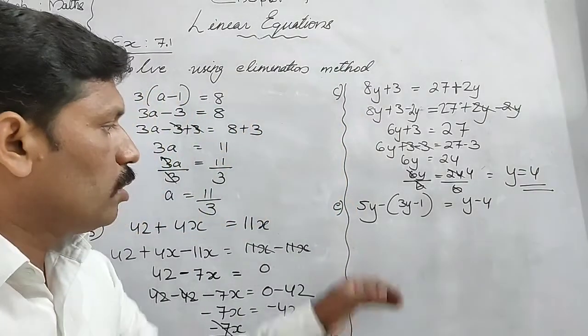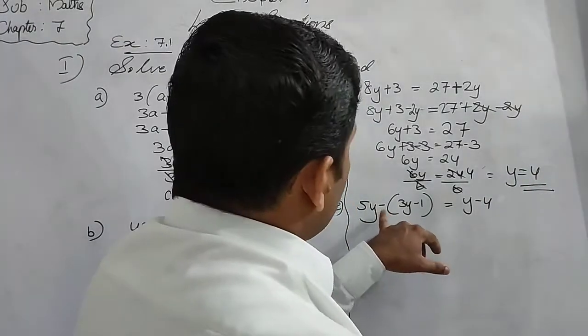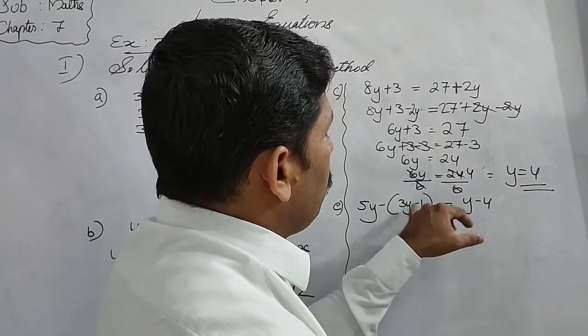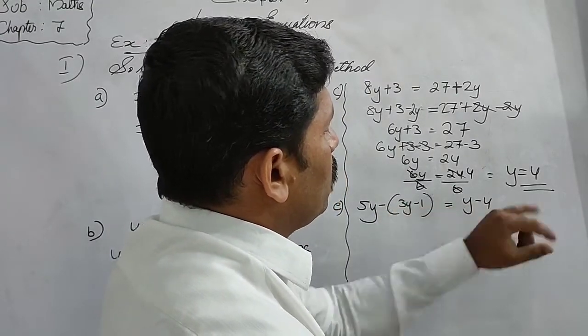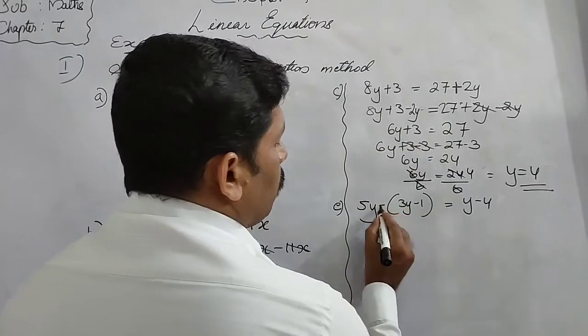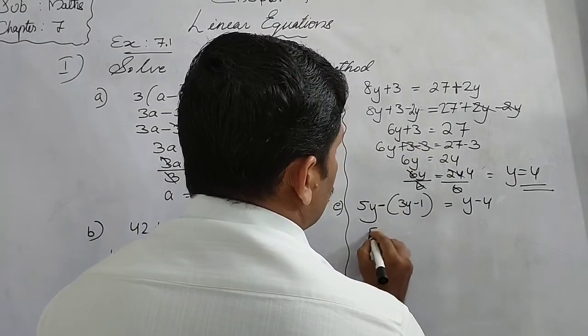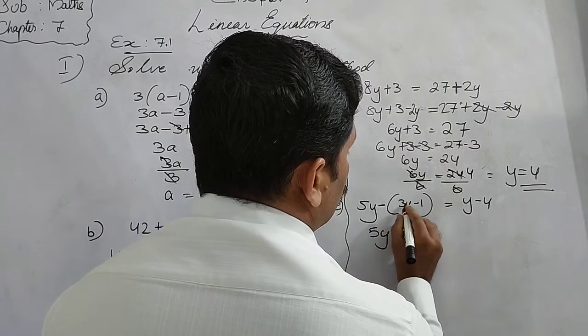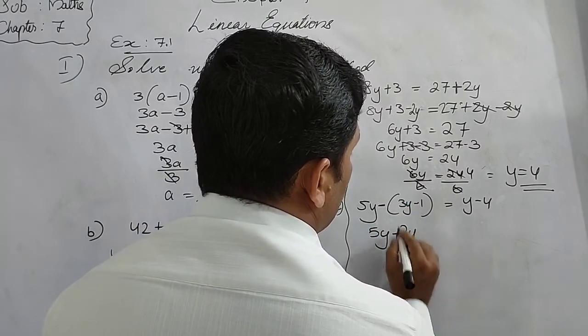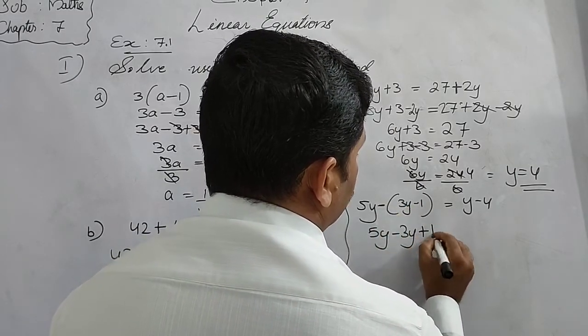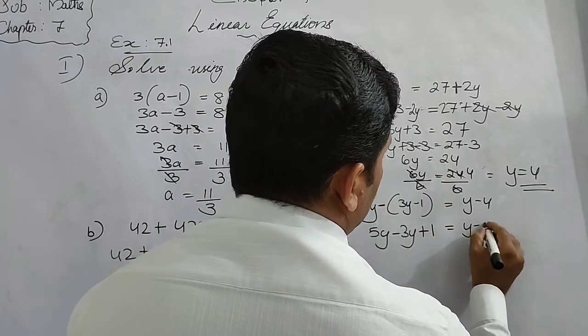Next question, students, here 5y minus 3 bracket y minus 1 is equal to y minus 4. Here we want to do some multiplication, minus and bracket. Bracket means multiplication, so multiply by minus. 5y minus into y is minus 3y, and minus into minus 1 is plus 3, is equal to y minus 4.